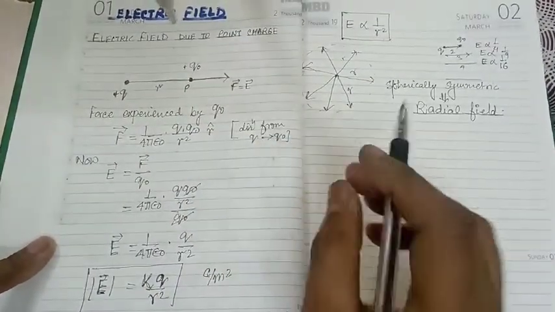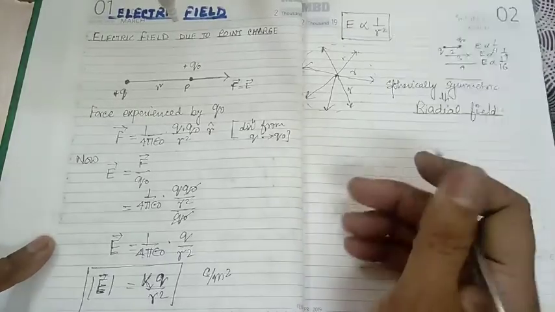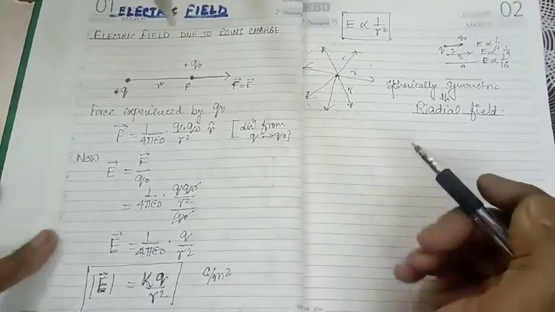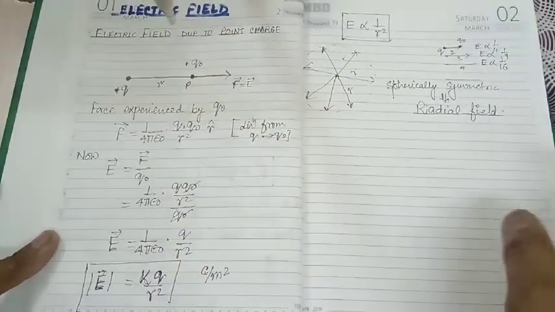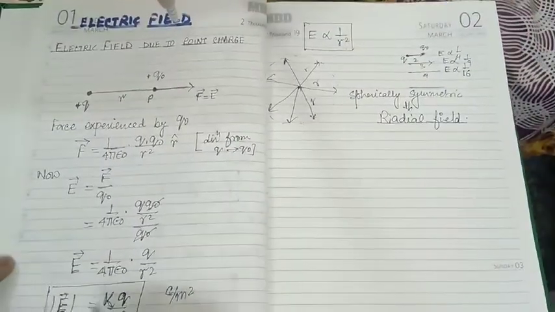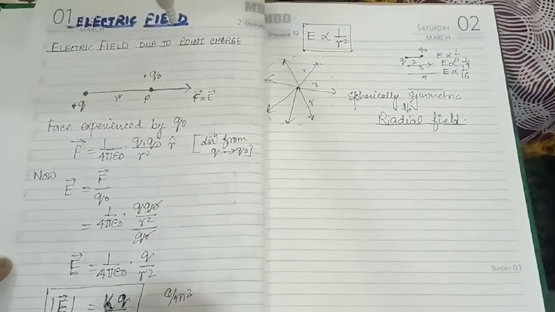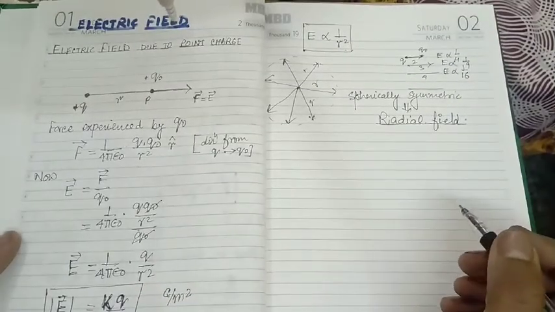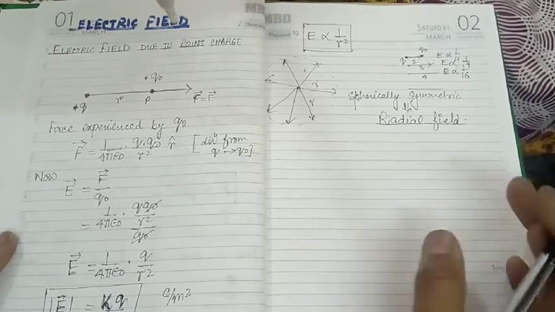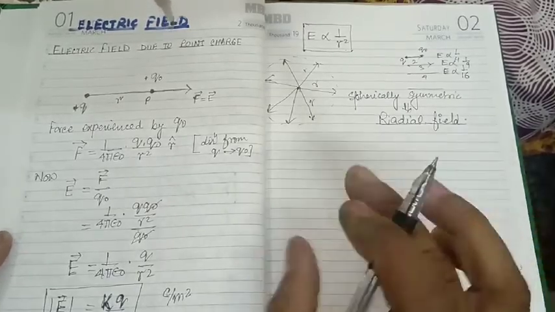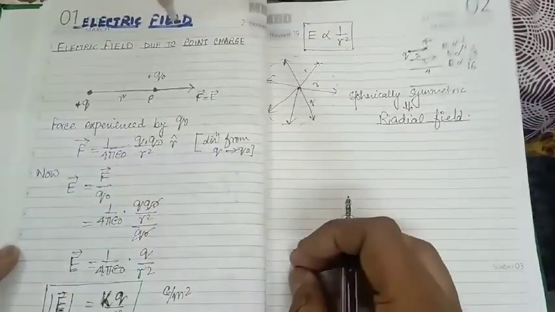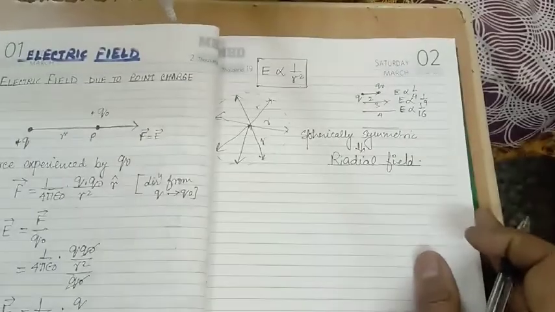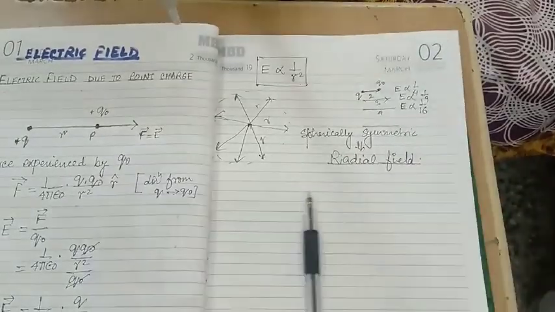Since Coulomb force is valid for point charges, that is why we are dealing with point charges. So this is very important. K is a constant, 1 upon 4 pi epsilon naught, and its value is 9 into 10 to the power 9. So you should know this concept very well: what is electric field and what is the value of electric field due to a point charge. Okay, so thank you very much.